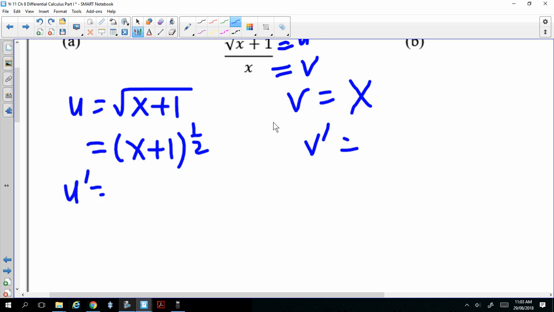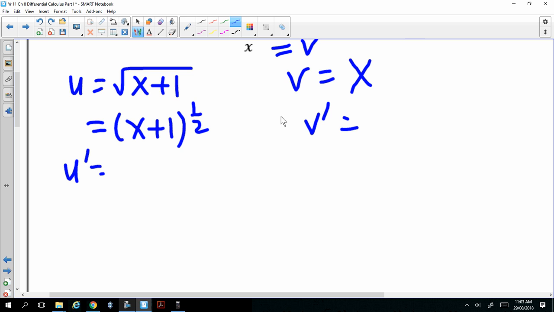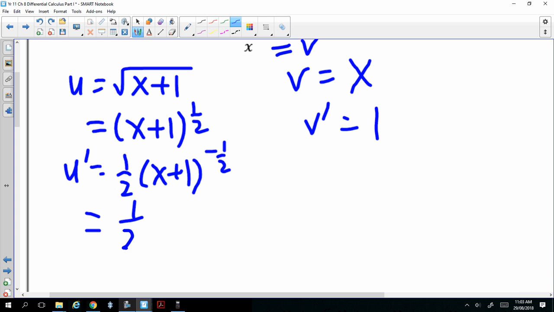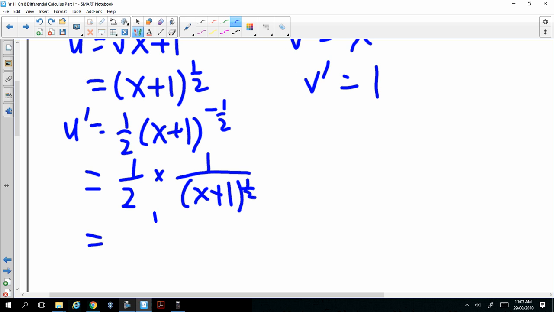Okay, go. So what do you get? You get a half, x plus 1 to the power of what? Very good. Now also write it without negative indices. So how do you write it without a negative index? 1 over x plus 1 to the power half. What does power half mean? Turning it back to square root form. Alright, you got it?